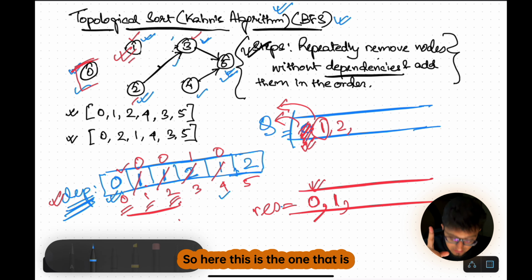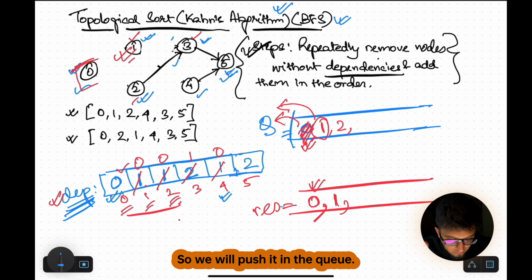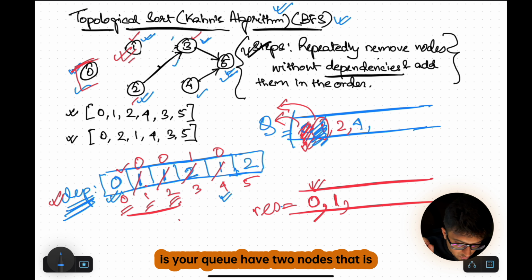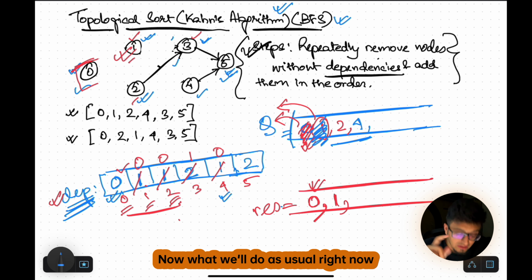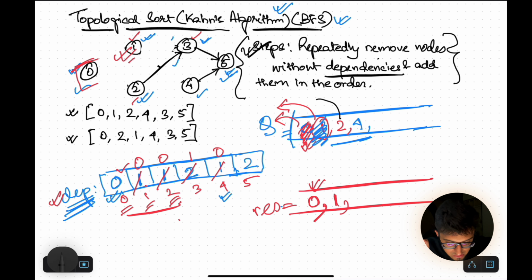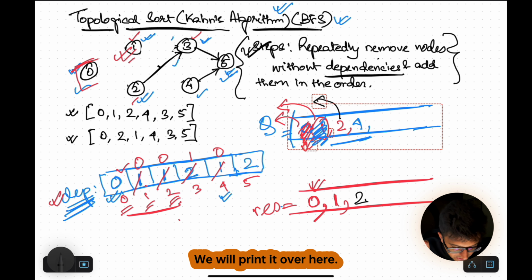So here this is the one, that is node 4. So we will push it in the queue. So right now this is the status, that is your queue has two nodes, node 2 and 4. Now as usual, we will pop out the element from the queue. So node 2 comes out, we will print it over here.